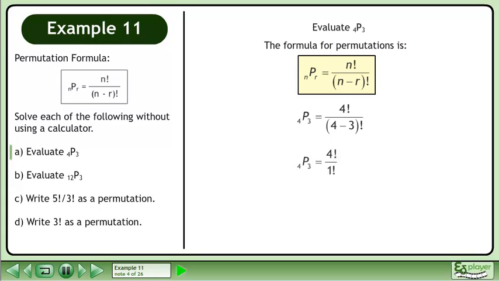The denominator becomes 1 factorial. Four factorial equals 4 times 3 times 2 times 1. The answer is 4P3 equals 24.